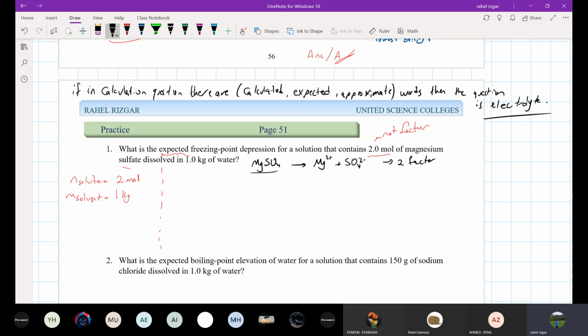What is required? Freezing point depression. So it says find delta Tf. Just that. Okay. Let's find it. Delta Tf equals Kf times molality times factor. Since it's water, Kf is minus 1.86 Celsius.